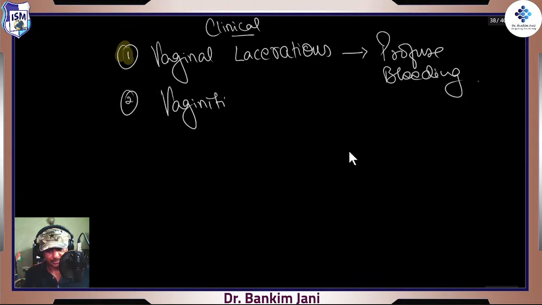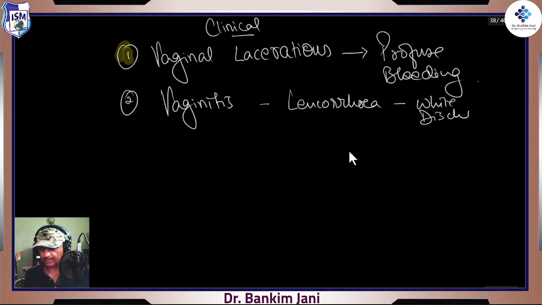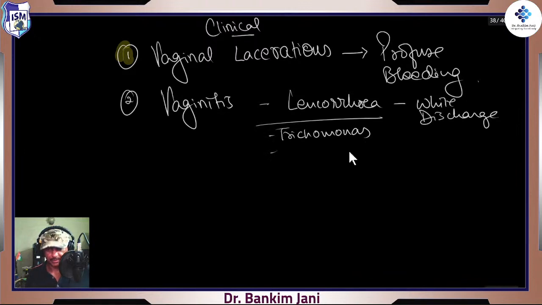infection, right? Vaginitis. So that would lead to leucorrhea. Leucorrhea is white discharge, right? It is the white discharge, and it requires immediate attention. If we go into more detail, then those like trichomonas, right? Then gonococcal, etc. Third important is prolapse.